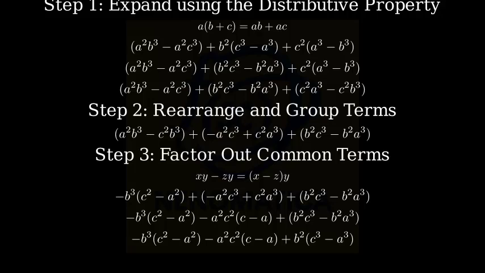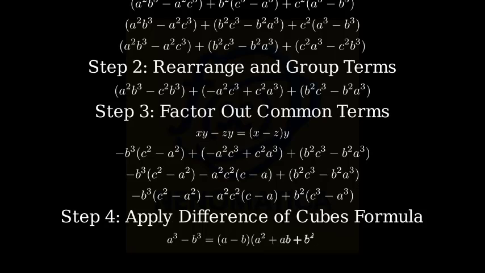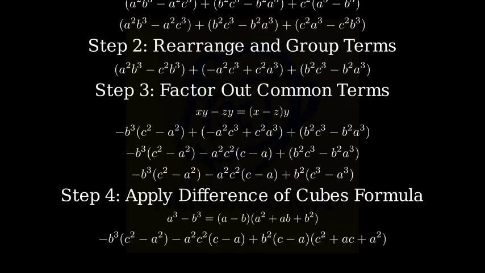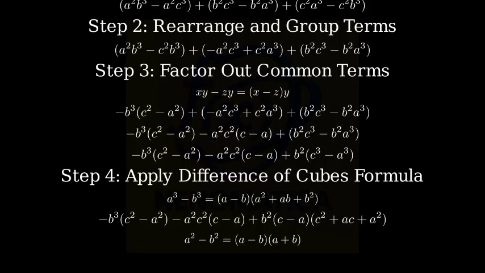In step 4, we'll apply the difference of cubes formula to factor c cubed minus a cubed. Remember, the difference of cubes formula states that a cubed minus b cubed equals (a minus b)(a squared plus ab plus b squared). So c cubed minus a cubed becomes (c minus a)(c squared plus ca plus a squared). Next, we need to also apply the difference of squares formula to the first term. The difference of squares formula states that a squared minus b squared equals (a minus b)(a plus b). So c squared minus a squared becomes (c minus a)(c plus a).